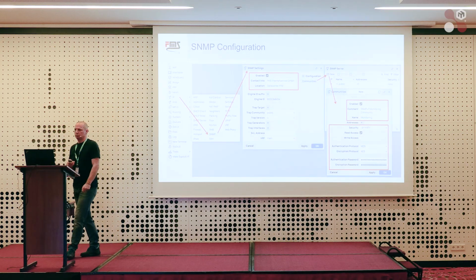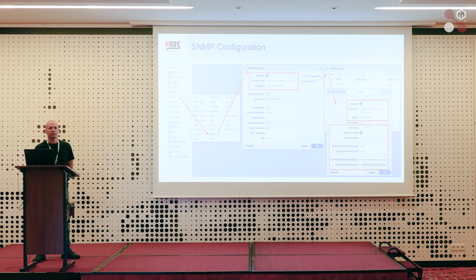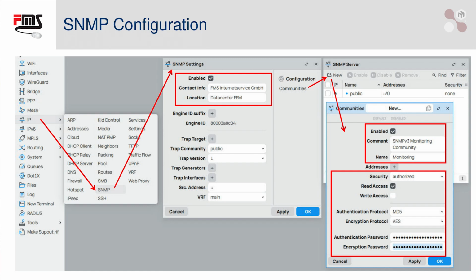As I said, it's rather straightforward. Simply enable SNMP and create a community. And within the community, you have to make up your mind what security type you will use, if it will be private or authorized. Authorized means you only have authorization but no encryption. Private means you have authorization and that your SNMP traffic is encrypted as well. Depending on what you choose, you have to choose the proper authentication and encryption protocols and set the passwords, of course.